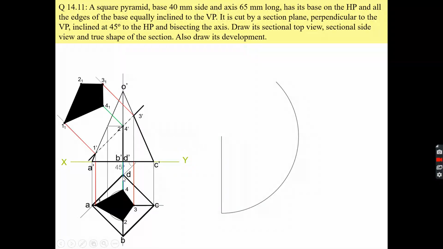So this line is inclined to the VP. So in the VP, you are getting the front view of that line, AD, and you are not getting the true shape of that line. On the opposite side, you can see the line AD is parallel to the XY line in the front view, so it is parallel to the horizontal plane. And in the horizontal plane, you are getting the top view of that line AD.